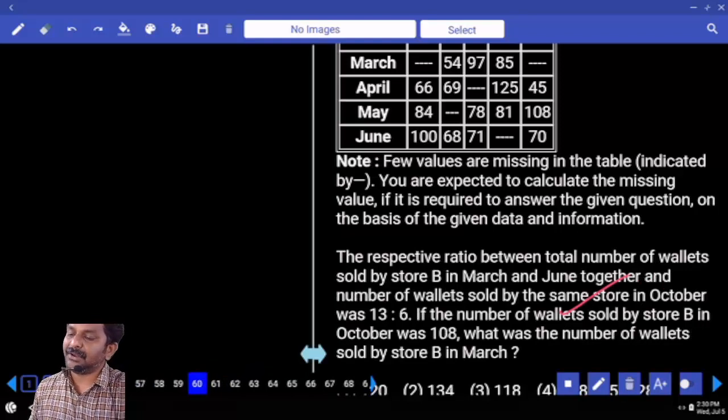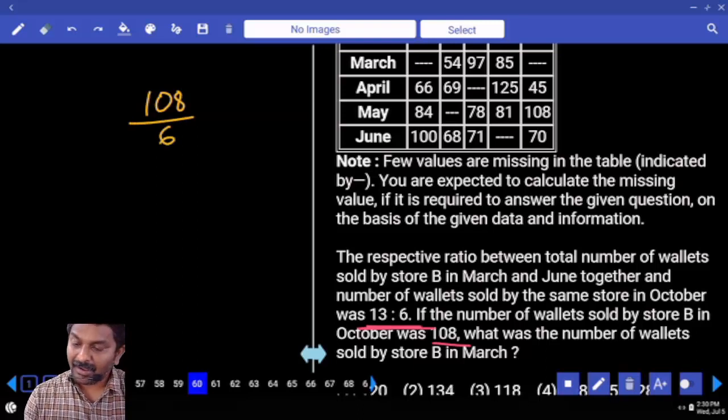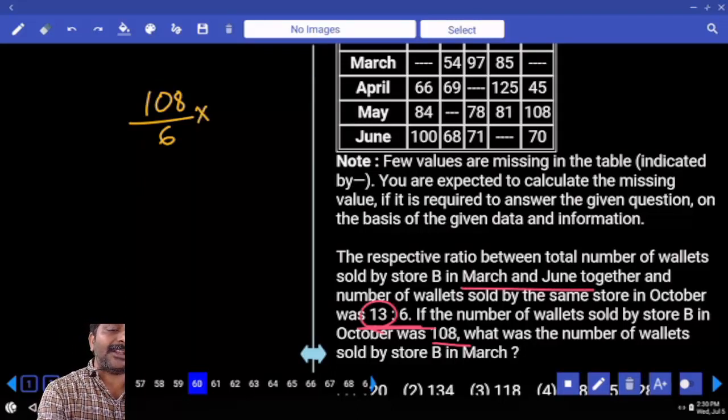The respective ratio between total number of wallets sold by B in March and June together and the wallets sold by the same store in October was 13:6. If the number of wallets sold by B in October was 108, what was the number of wallets sold by B in March? It is mentioned that in October we have 108, correct? From the ratio, it is equal to how many parts? 6 parts. Then 1 part is equal to 108 divided by 6. And 13 parts is data about wallets sold in March and June, correct? So if you calculate 13 parts here, that gives you wallets sold in March and June only.